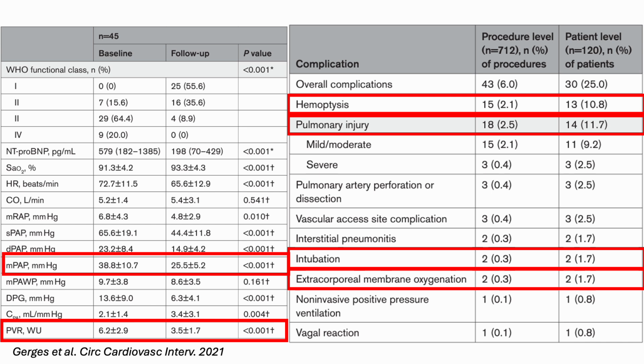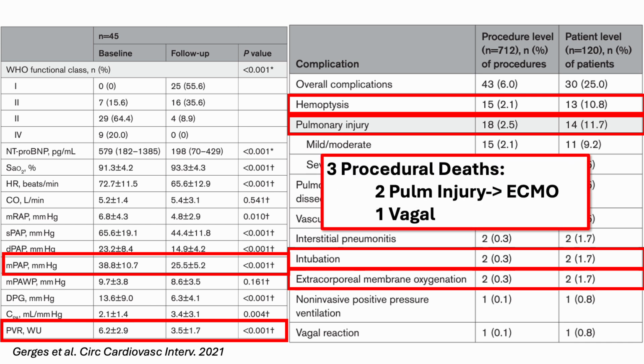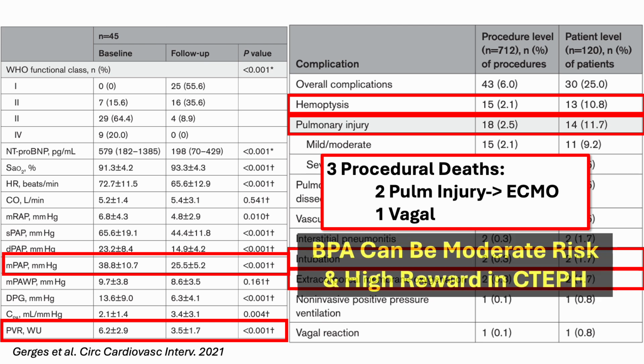And what you are all probably wondering at this point in time is, when you are this aggressive with your intervention in balloon pulmonary angioplasty, what is the death rate? It turns out that there are 3 procedural deaths, 2 of the pulmonary injuries, as we reported earlier, leading to ECMO and subsequent expiration of the patient, and 1 patient who actually had a vagal event and could not be resuscitated. Just going back to really how sick these pulmonary hypertension patients are with their CTEPH, and that at the end of the day, they do need to be treated with meticulous care.